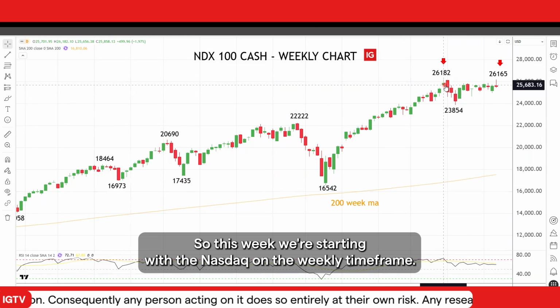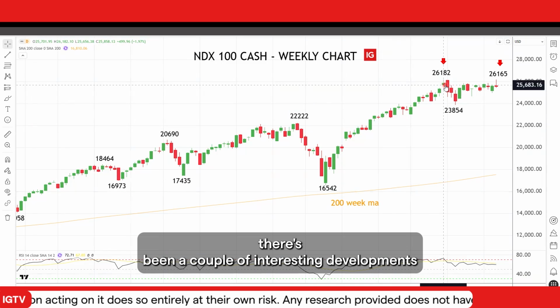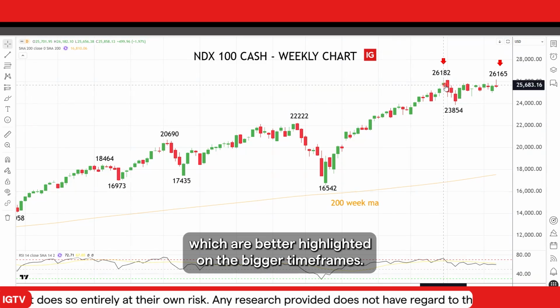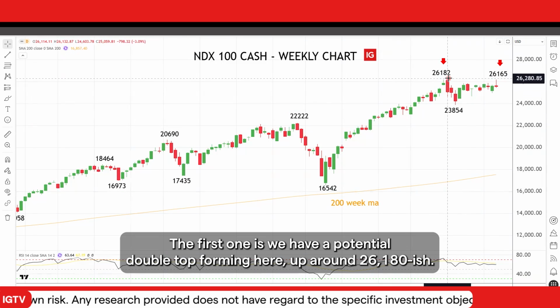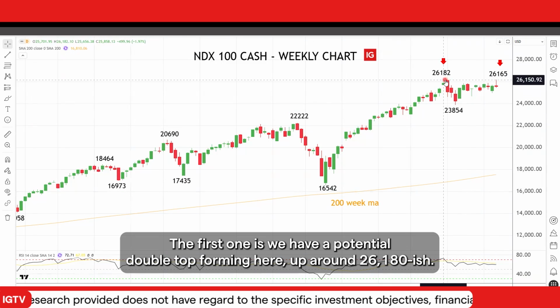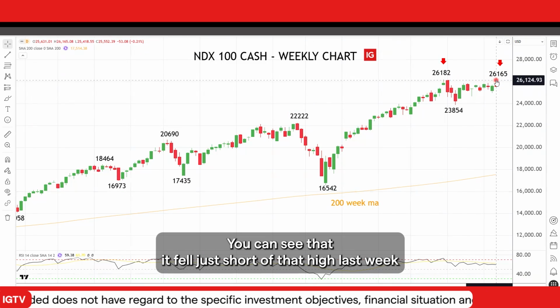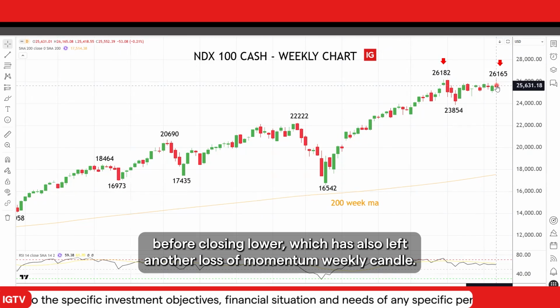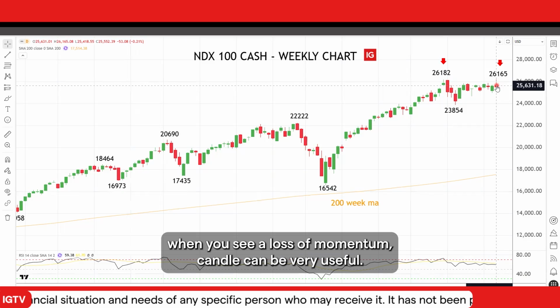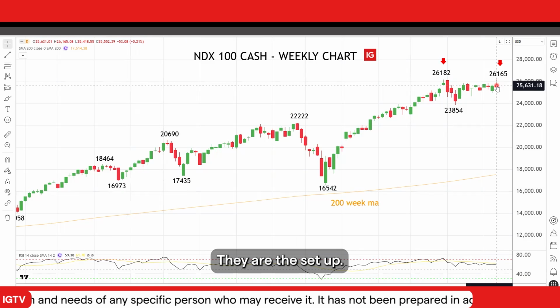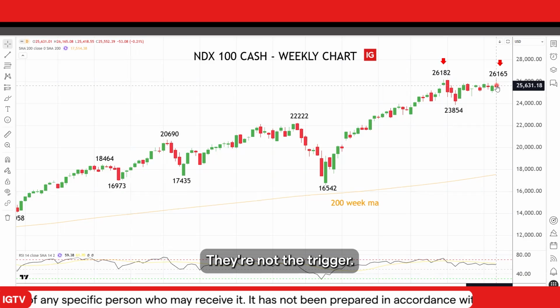Right, so this week we're starting with the NASDAQ on the weekly time frame. And the reason for that is there's been a couple of interesting developments which are better highlighted on the bigger time frames. The first one is we have the potential double top forming here up around 26,180. As you can see, it fell just short of that high last week before closing lower, which has also left another loss of momentum weekly candle. Now, these weekly candles, when you see a loss of momentum candle, can be very useful. They are the setup, they're not the trigger.